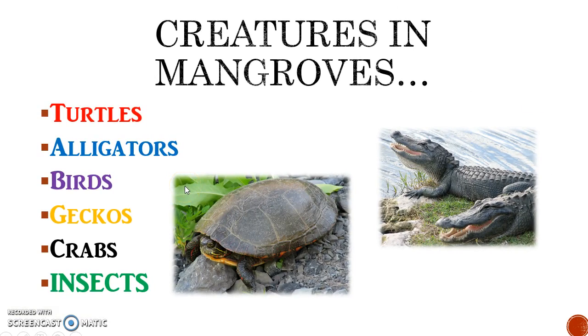Now let's take a look at like what kind of life forms live in mangrove swamps. The biodiversity in mangrove swamps, like it's really huge. There are a lot of plants, there are a lot of animals, there's amphibians, there are reptiles. Here are some animals that you can find in mangroves. We have turtles, we have alligators, we have birds, we have geckos, we have crabs, we have insects.